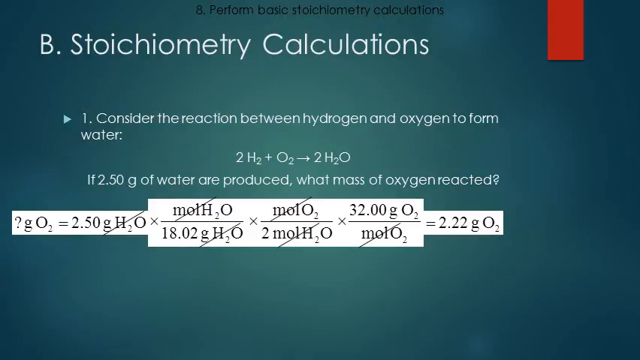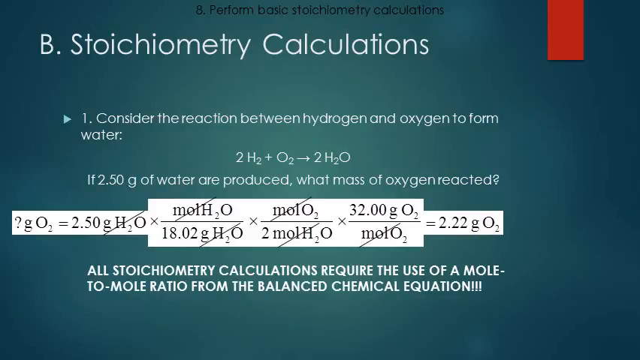Moral of the story here, and really the point of this entire lesson, all stoichiometry calculations require the use of a mole-to-mole ratio from the balanced chemical equation. So in every single stoichiometry problem, you will have a conversion factor that looks like this. We have a mole ratio, and those coefficients that you use in that conversion factor come directly from the balanced chemical equation.